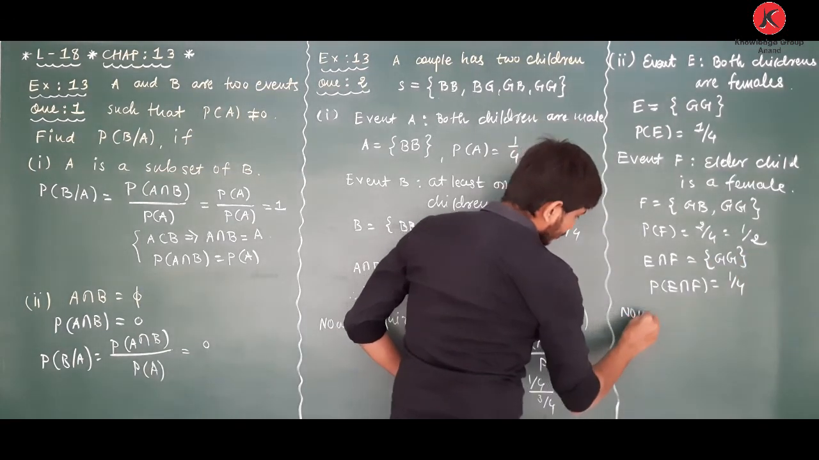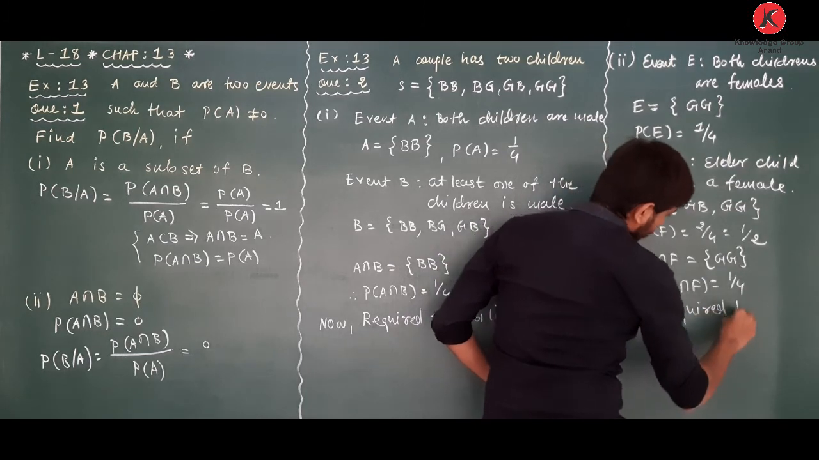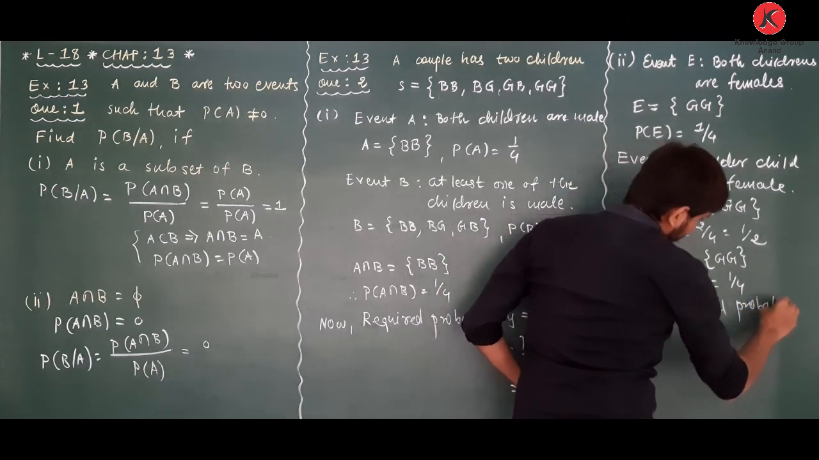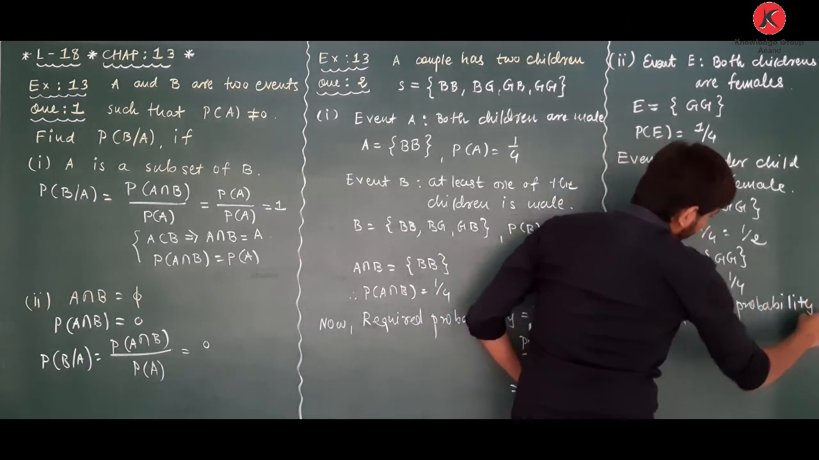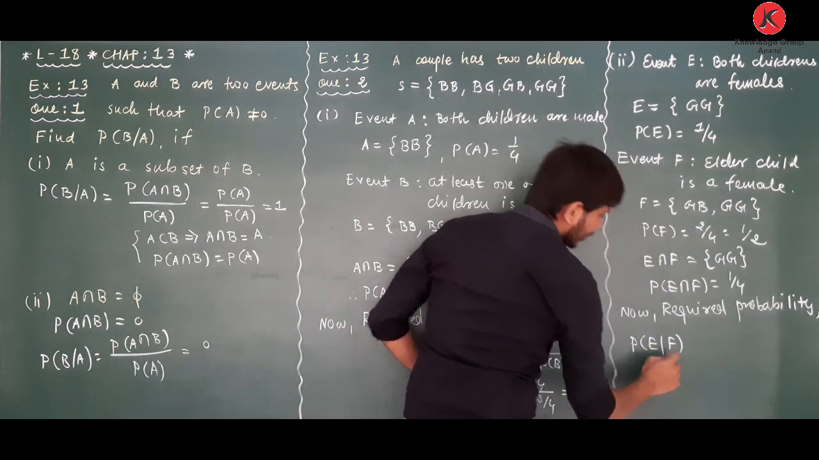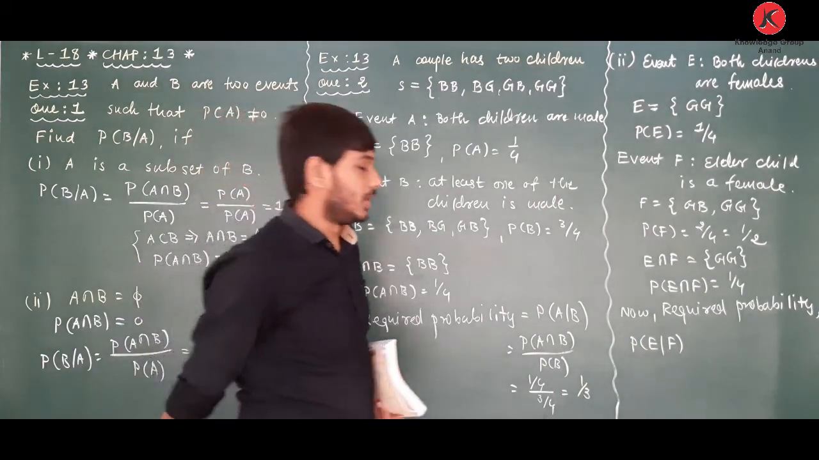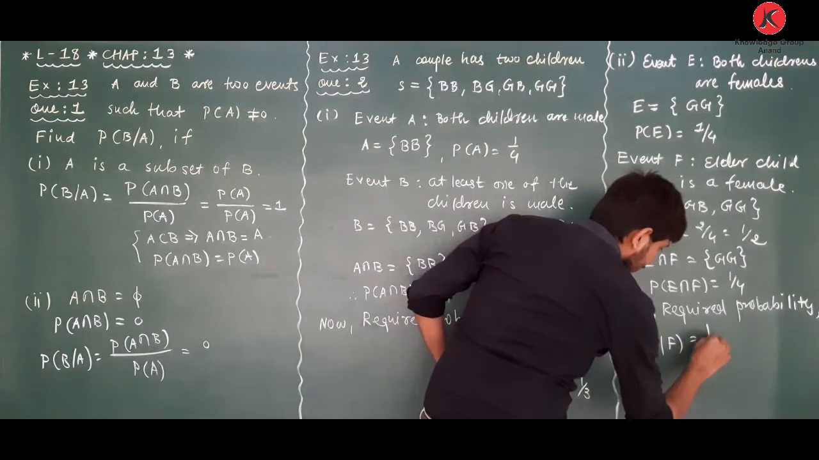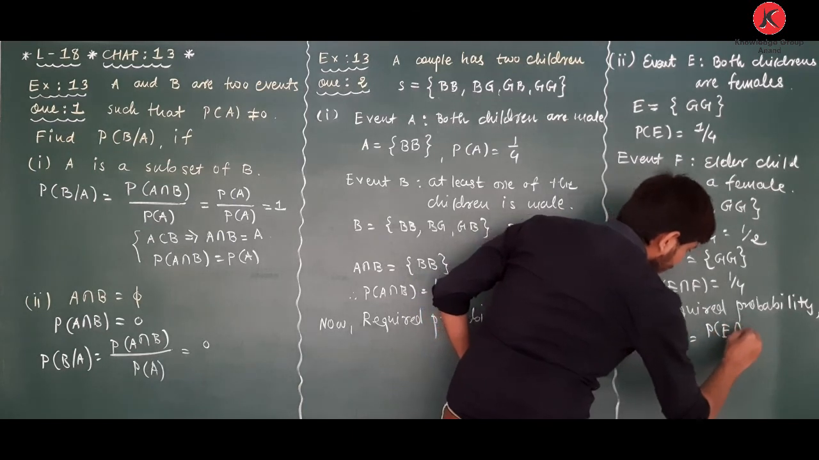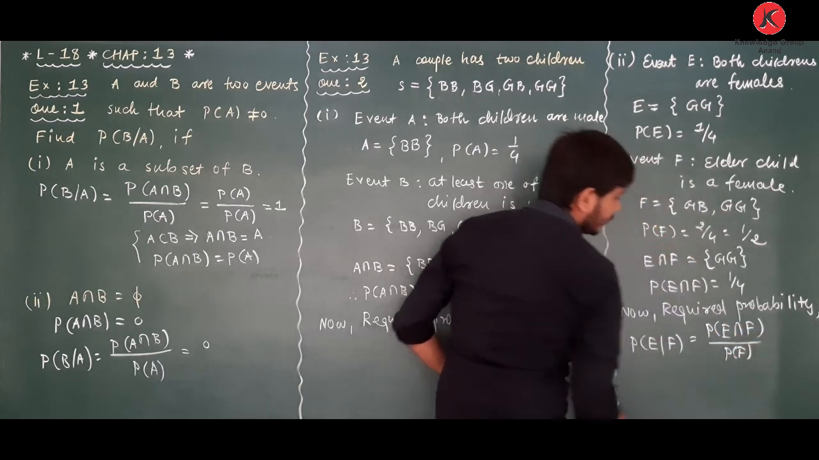Now we want the required probability. Here the required probability is probability of E given F. Keep in mind that F is the given event; whatever is stated as 'known that' goes in the given event. And the formula is probability of E intersection F divided by probability of F.